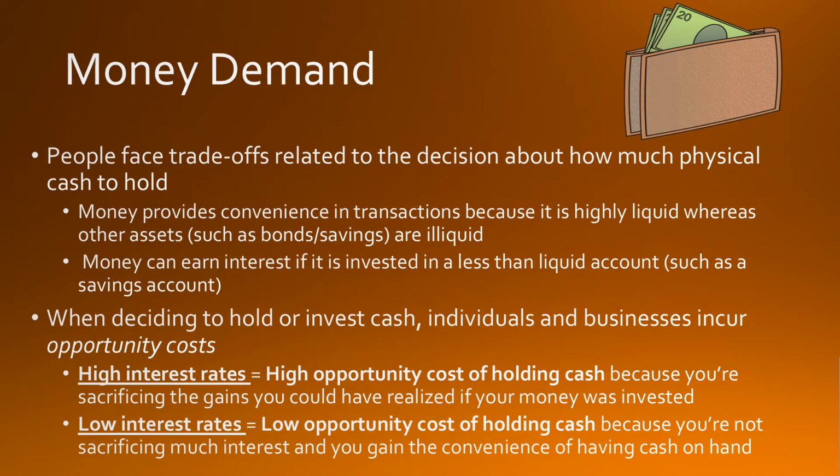Now, on the other hand, if interest rates are super duper low, for example, if your bank says, yeah, we'll give you 0.25% interest on your savings account. So that means not even 1% interest, we're talking like 0.25% interest.